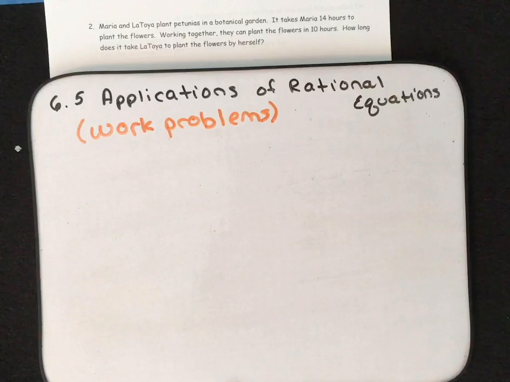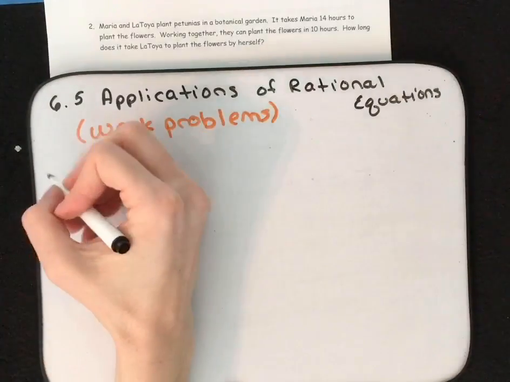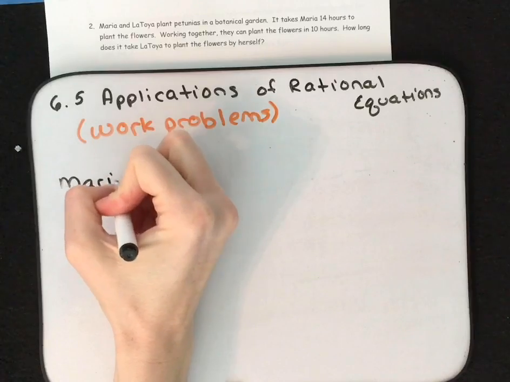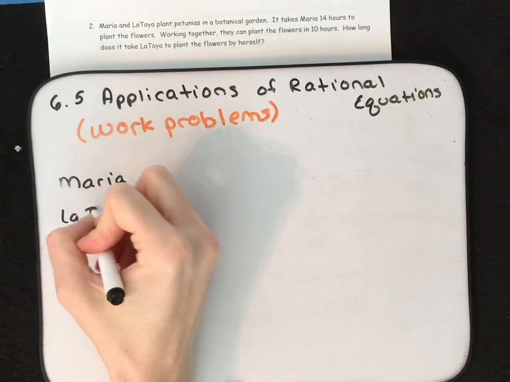Maria and Latoya plant petunias in a botanical garden. It takes Maria 14 hours to plant the flowers. Working together, they can plant the flowers in 10 hours. How long does it take Latoya to plant the flowers by herself? So we have Maria and we have Latoya.